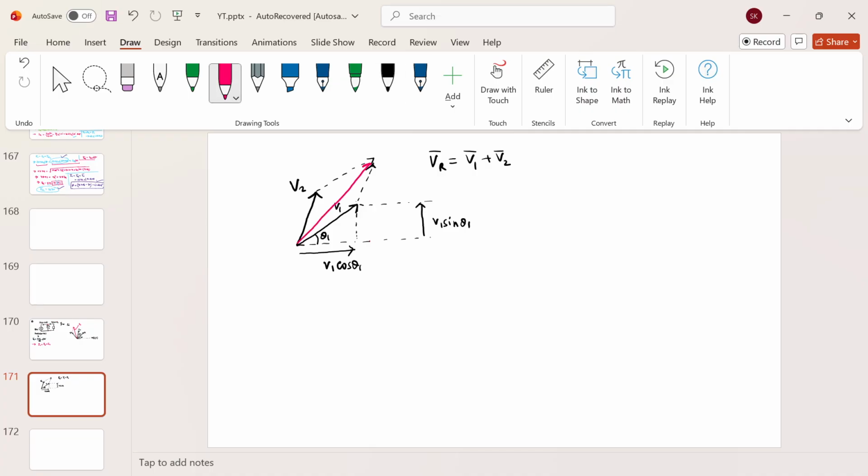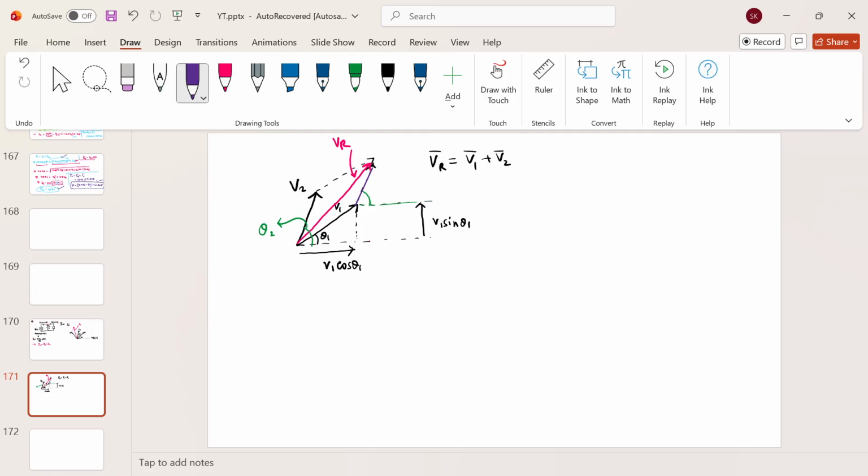We need to find the resultant magnitude, the length VR. If you see this particular angle, the total angle is theta 2, right? And this axis is parallel to the reference axis, so this angle will also be theta 2 because it is parallel. Then what will be the component of this small phasor? Let me show it in another color. This phasor is representing the V2 phasor.